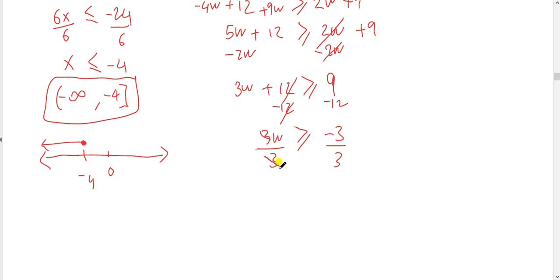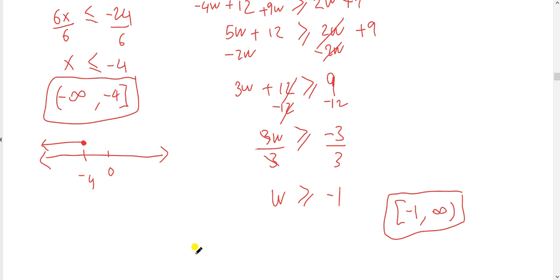And that takes the 3 off the left side. Minus 3 divided by 3 is minus 1. So all the values of w that are bigger than or equal to minus 1. So minus 1 is the smallest value, and we go all the way to the right of that up to infinity. So this one is your answer.